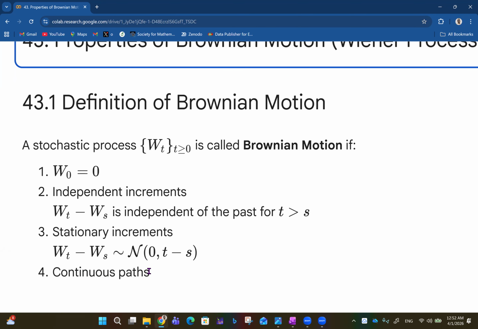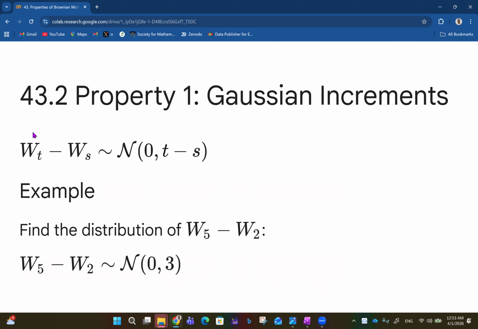Since we're talking about the properties, we'll go straight to the properties. The first property is Gaussian increments. W(t) minus W(s) is normally distributed with mean zero and variance t minus s. That's simply t minus s. So an example is to find the distribution of W(5) minus W(2). That means W(5) minus W(2) is normally distributed with mean zero, the mean is always zero, and variance 5 minus 2, that is 3.